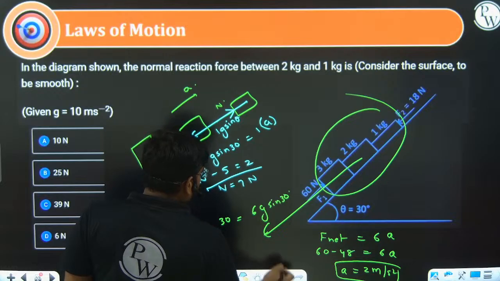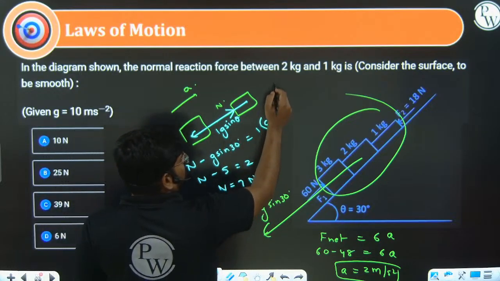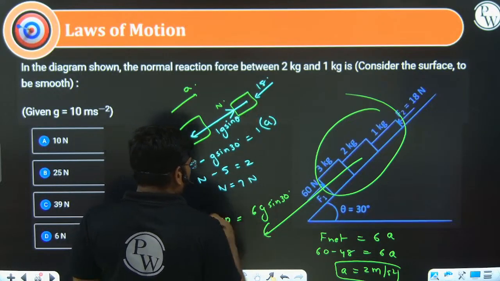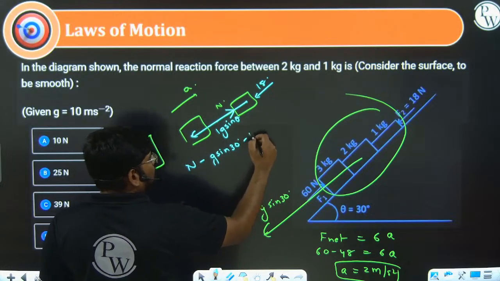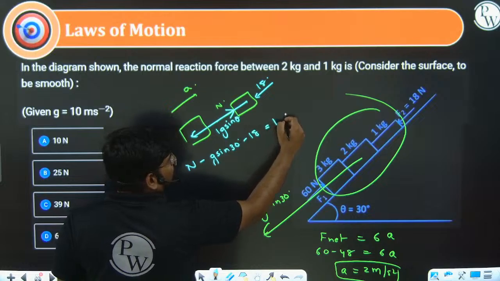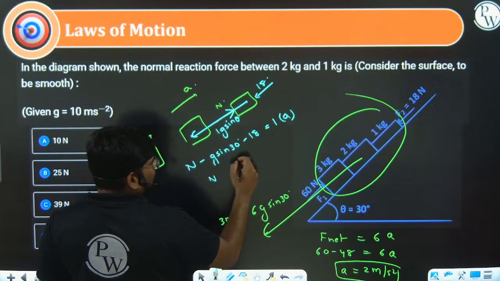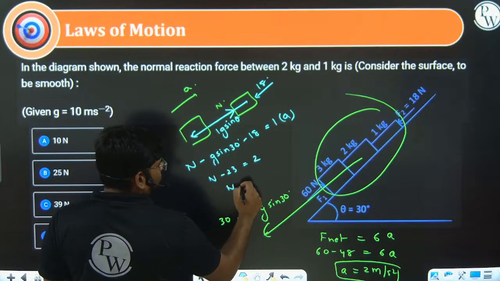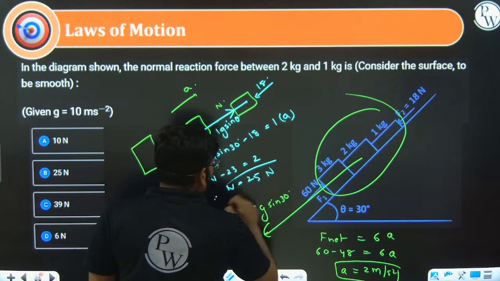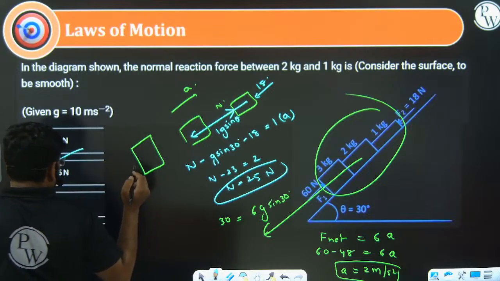Okay, one more thing I missed. So you see, I missed this 18. You should not miss things like that, so that's why we have to be careful. Minus 18 is equal to mass into acceleration. So N minus 5, and this is minus 23, is equal to 2. So N is equal to what? 25 newtons. So we'll be getting the answer 25 newtons here.